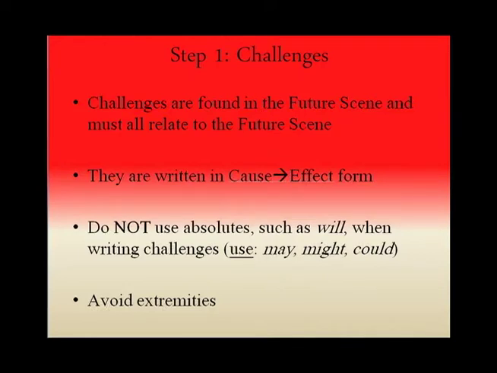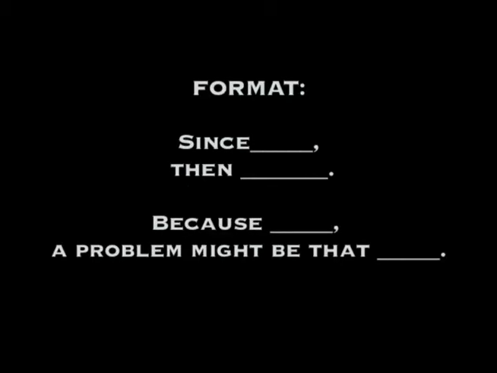To review, challenges must relate to the future scene. Our example of an irrelevant challenge contained many flaws. This challenge contained an absolute, which must be avoided. Use words such as may, might, and could. However, this irrelevant challenge was written in the correct format. The easiest way to write a challenge is to use the since-then format.